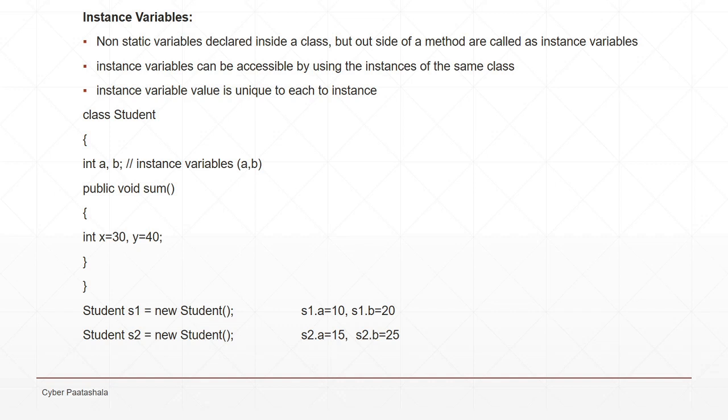Here I declared student s1 equals to new student, and also student s2 equals to new student. Here s1 and s2 are two different instances, and I assigned s1.a equals to 10 and s1.b equals to 20, and s2.a equals to 15 and s2.b equals to 25. Here s1 and s2 are two different instances for the student class, and the values for a and b will not get overlapped as they are different instances for the class student.